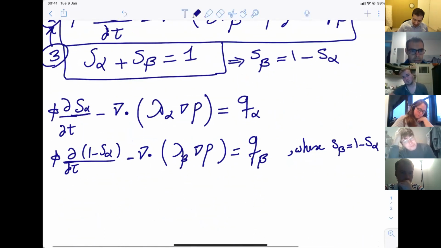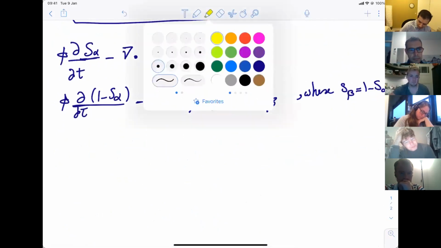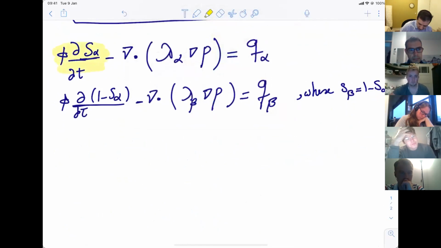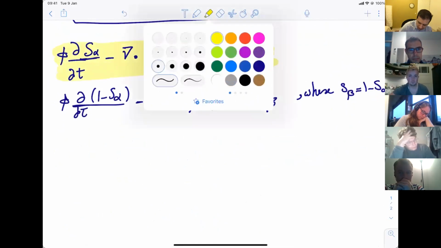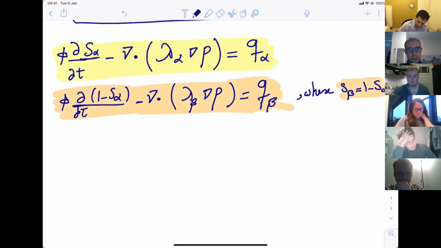And so at the end, we have ended up with two equations. The first equation is written for phase alpha. The other one is for phase beta, in which we have already used our constraint that the summation of the two saturations is 1. So I have two equations, one for phase alpha, one for phase beta, and I have used the constraint already.